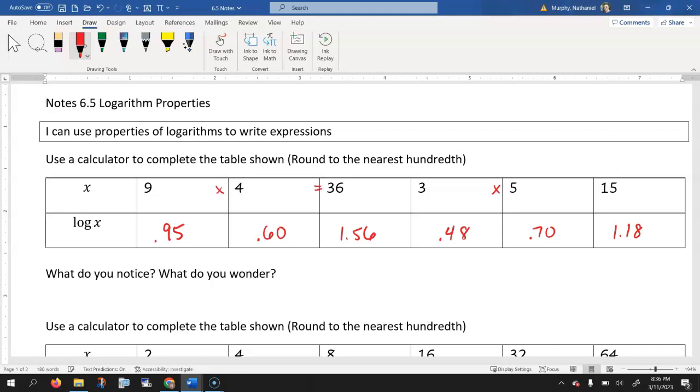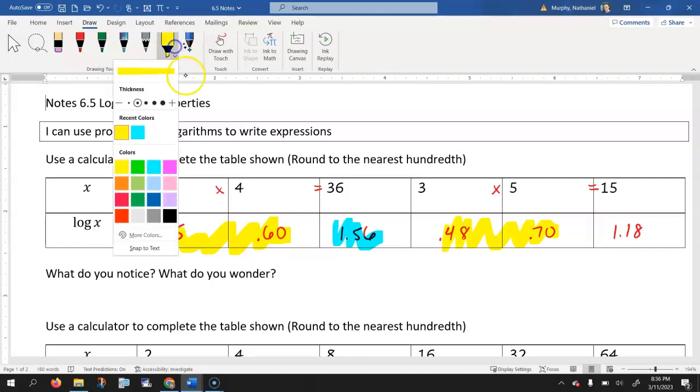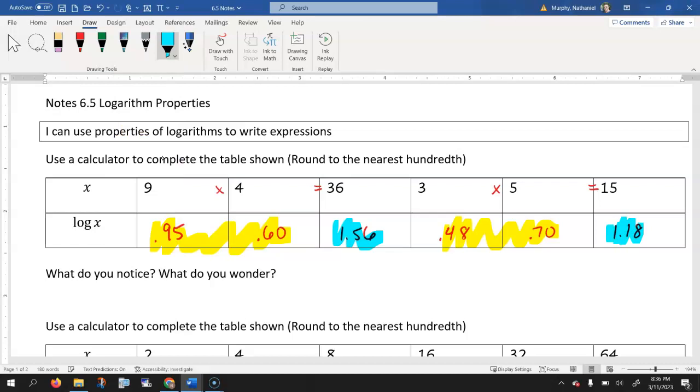Hopefully you see this. Now, I want you to see if you can make a connection with these numbers and the answer. And these numbers. And this answer. Do you see a connection?